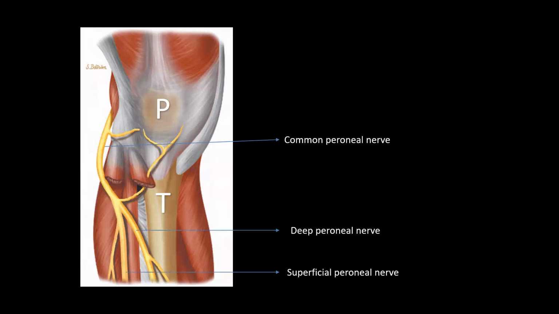This is a closer look of the common peroneal nerve, where we can see this is common peroneal nerve and its divisions, deep peroneal and superficial peroneal nerve. So common peroneal nerve basically winds round the neck of fibula, from posterior to anterior, and anteriorly then it divides into deep peroneal and superficial peroneal nerve.